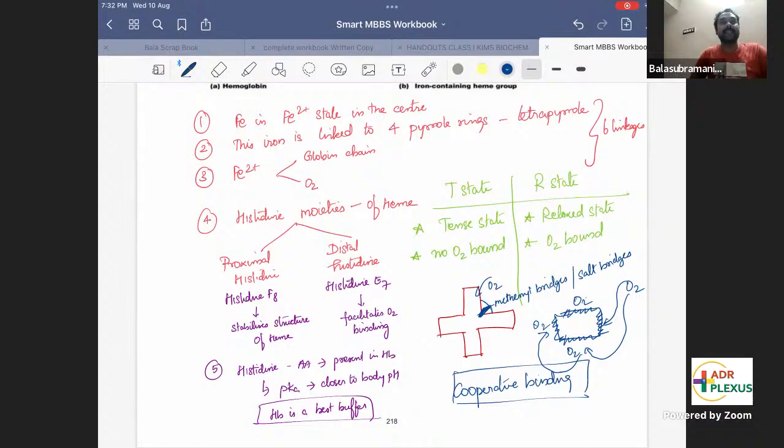And with every single oxygen which is bound to the heme molecule, the salt bridges get ruptured. And when the salt bridges get ruptured, slowly the transition of hemoglobin happens from the tense state to the relaxed state. So from the T state to the R state. So basically T state is a state in which there is no oxygen bound to hemoglobin, whereas the R state is a state in which the oxygen is bound. Whenever the oxygen is bound, the salt bridges are ruptured. When the salt bridges are ruptured, it leads to further binding of another oxygen molecule. So 1 leads to 2, 2 leads to 3, 3 leads to 4. This phenomenon is called cooperative binding.